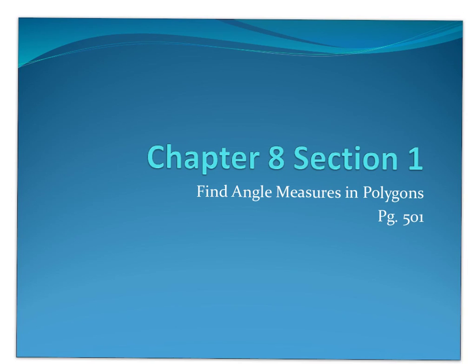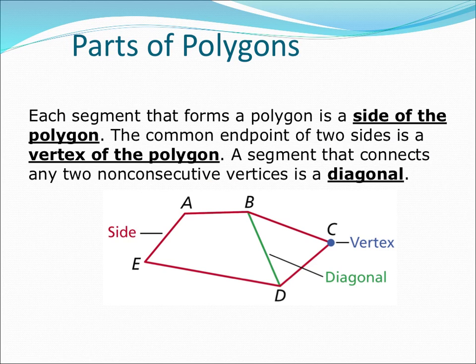All right, so chapter 8, section 1 is called Finding the Angle Measures in a Polygon. So now we're branching outside of just triangles. We're talking about polygons, which are figures with different amounts of sides. The parts of a polygon are on this first slide.